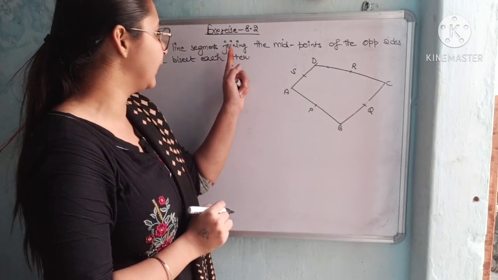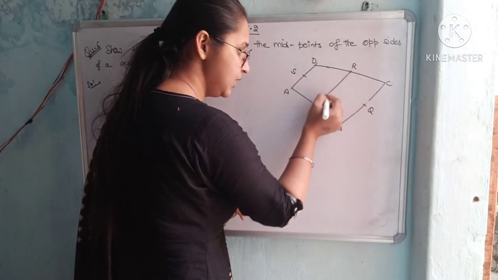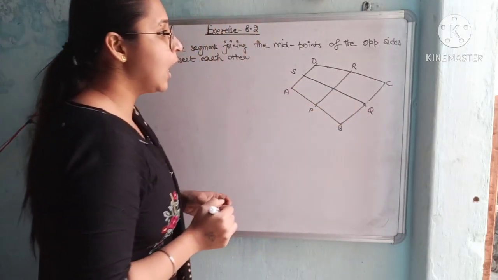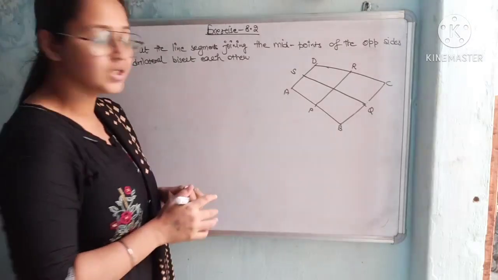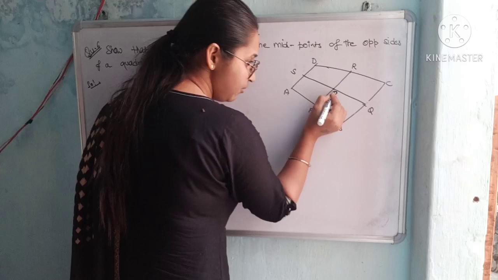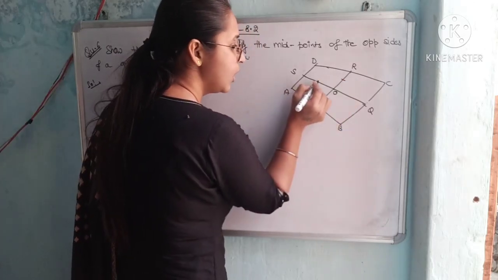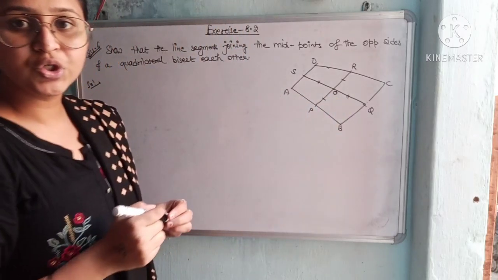Now we have to join the midpoints of opposite sides. It means we have to join PR and we have to join QS. Now what do we have to show? We have to show that they bisect each other. It means if their point of intersection is O, we have to show that OP is equal to OR, and OS is equal to OQ. We have to show this.